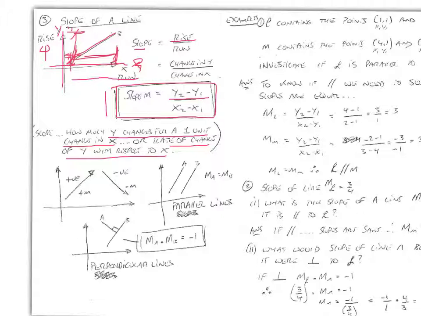Slopes can be positive and slopes can be negative. Two lines, if they're parallel, have equal slopes, and if they're perpendicular or at 90 degrees to each other, then we can say that if we have a line A perpendicular to a line B, then mathematically the slope of A times the slope of B will always be equal to minus 1 for lines that are perpendicular.